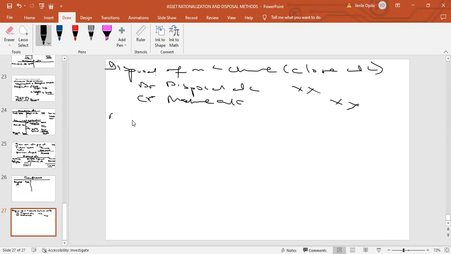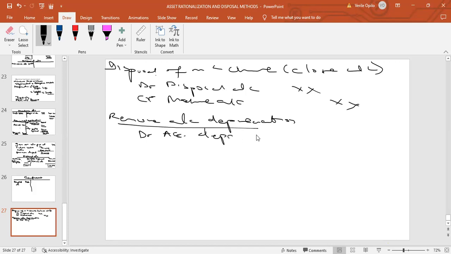Then you also remove the accumulated depreciation associated with this machine. In this case, you're going to debit the accumulated depreciation associated with this machine, and then you credit the disposal account. So that one, we can know what is the net book value associated with this asset.